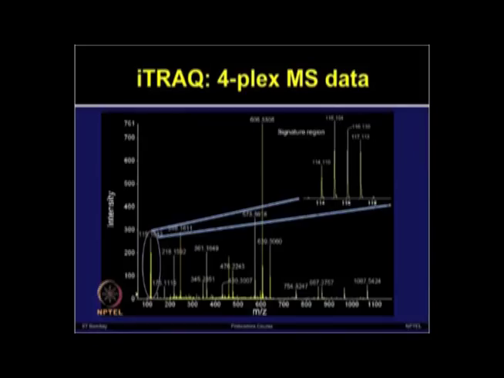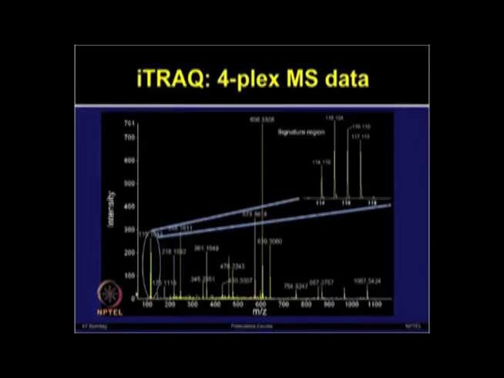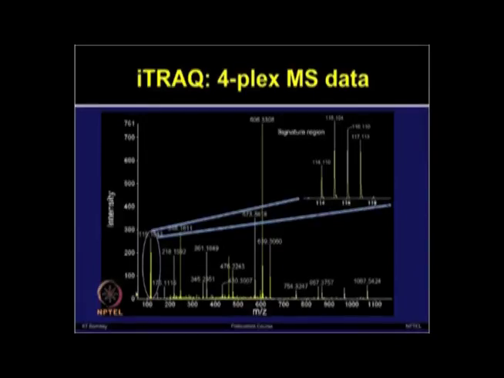The MS data is shown, and the MS-MS spectrum is showing the reporter region, the signature of these 4-plex iTRAQ labeled peptides: 114, 115, 116 and 117.